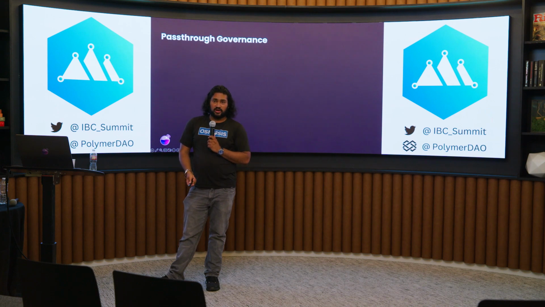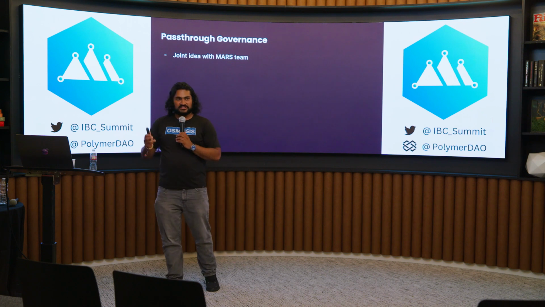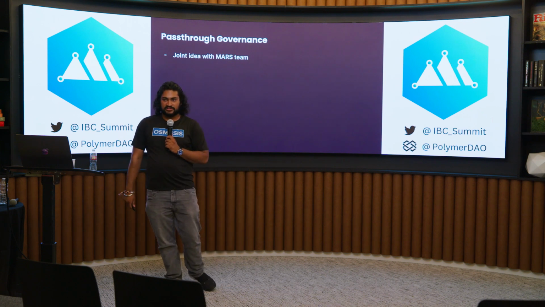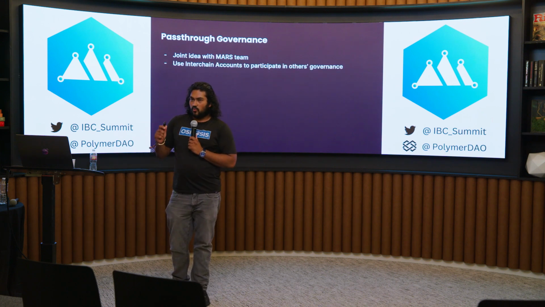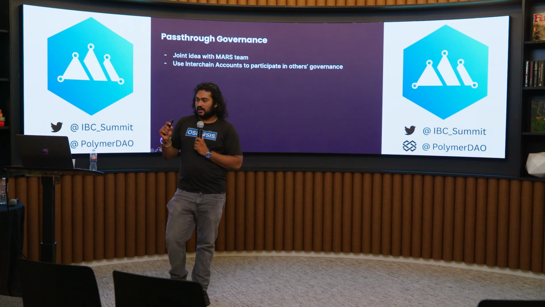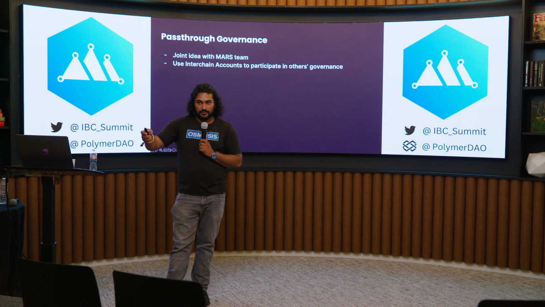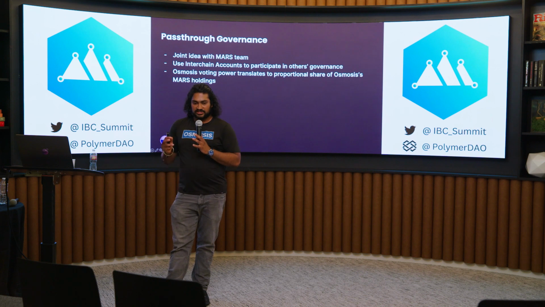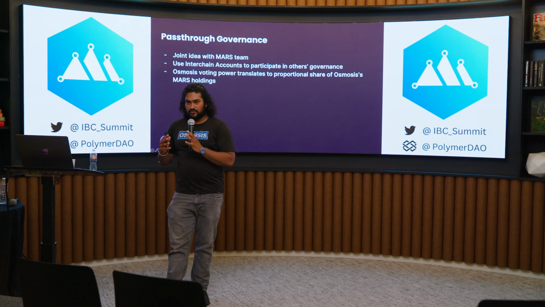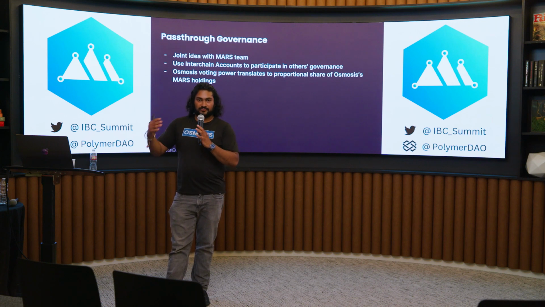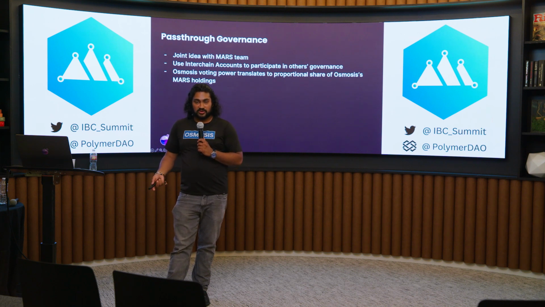One of the things we're working on right now is called pass-through governance. This is something we've been working on in collaboration with the Mars team. What it is: you can use interchain accounts to participate in other people's governance. Let's say the Osmosis community pool holds a lot of Mars. There's probably going to be some proposed token swap with the Mars protocol at some point, and the Osmosis community pool can foreseeably own a significant chunk of the Mars token supply.